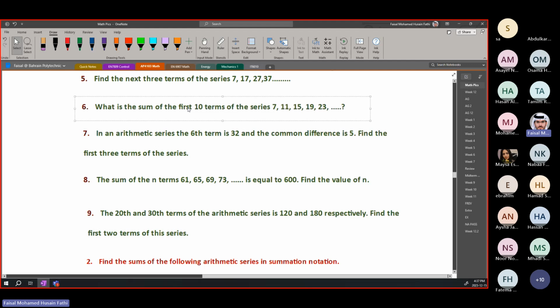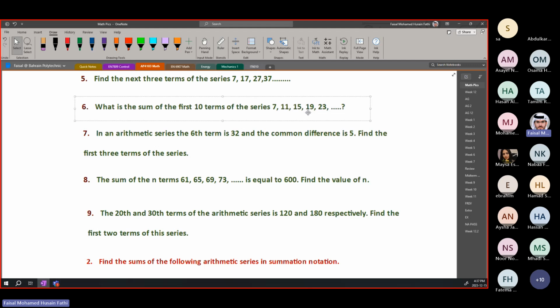What is the sum of the first 10 terms of the series? Okay. Sum is Sn. I already solved 2 examples. I'm pretty sure it's clear for everyone. But again, what is the first term and what is the common difference? Yalla. First term, common difference of question 6. What is first term and common difference?